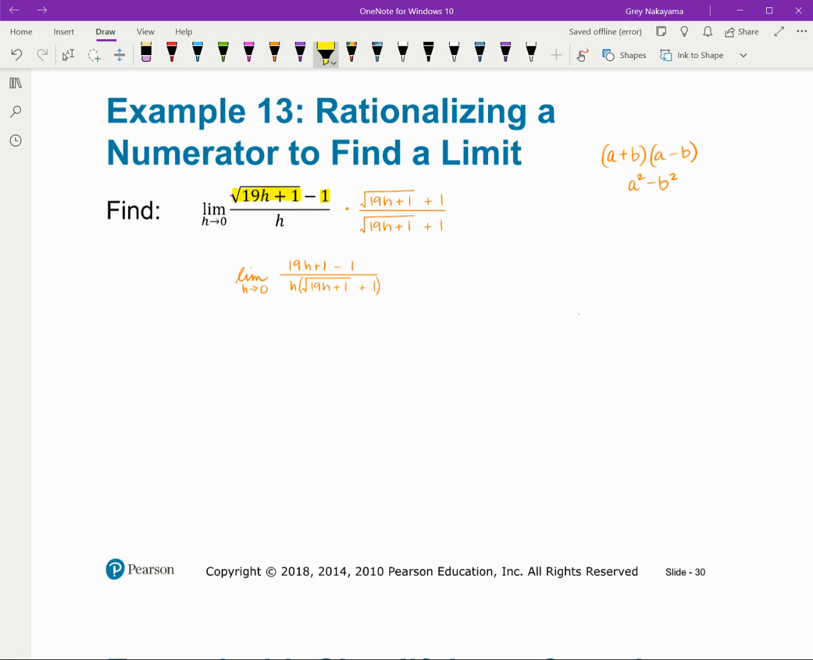Now, when I simplify this, I know y'all can tell me that 1 and negative 1 are going to go away. And then I'm just left with 19h up top. Well, that's an h right there and an h right there. So that actually leaves me with 19 on top, and then the square root of 19h plus 1 on the bottom. And when I plug in 0, that ends up with 19 on top, and my radical becomes the square root of 1, which is 1, plus 2, so I'm going to get 19 over 2. So, important to be able to rationalize. We've done that a lot.